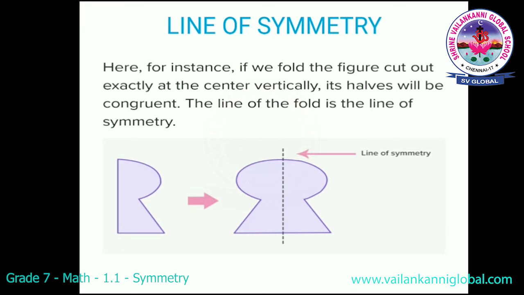Then, line of symmetry. So what is a line of symmetry? When the figure is cut exactly at the center vertically, then its halves will be congruent. Then the line or folded line is called the line of symmetry. When an object divides into two with a line, that line is called the line of symmetry.